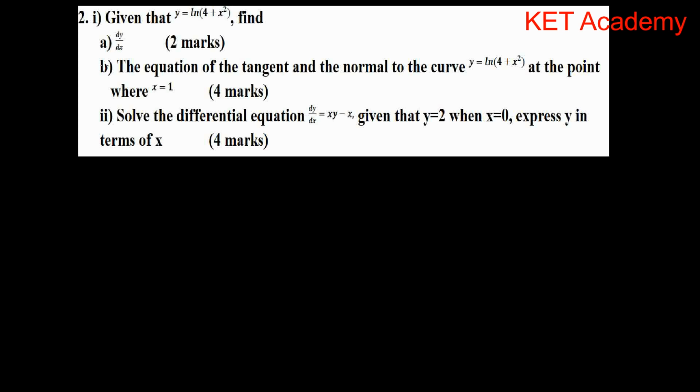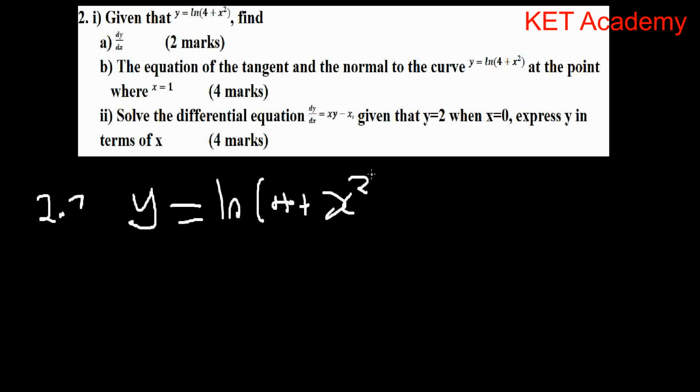Sub 2 says solve the differential equation dy on dx equals xy minus x, given that y is equal to 2 where x is equal to 0, express y in terms of x. So we're starting with question 2 sub 1. We have been given our function to be y equals ln of 4 plus x squared.